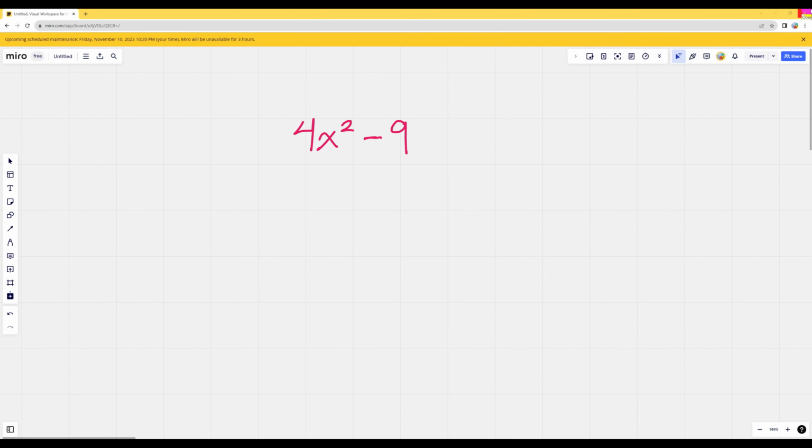In today's video, I'm going to be talking about quadratics once again. However, this time we're going to be taking on a special case of quadratics. This kind of quadratic is called a difference of squares.